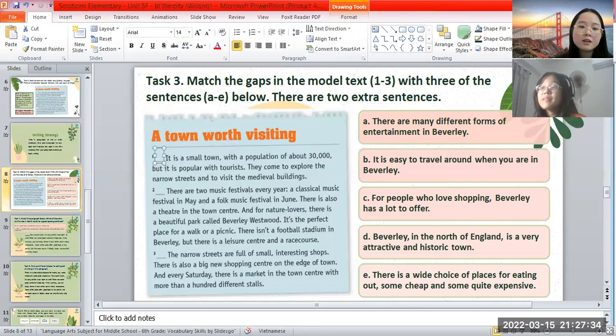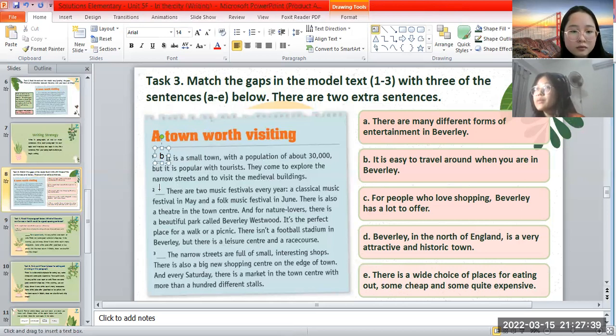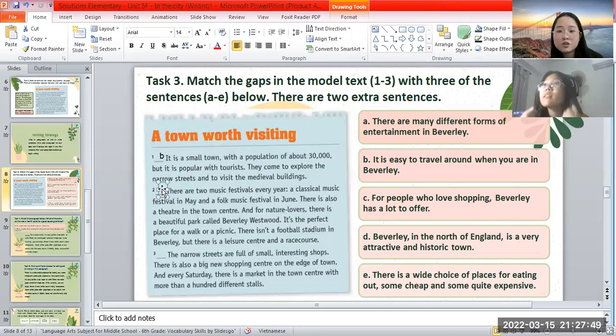Okay, I'm gonna write here. Number two is D and A. Are you sure? We have two extra sentences, which means we don't need to use two sentences. So which gap is for one sentence? One gap is for one sentence. A. Did you choose A? Yep.